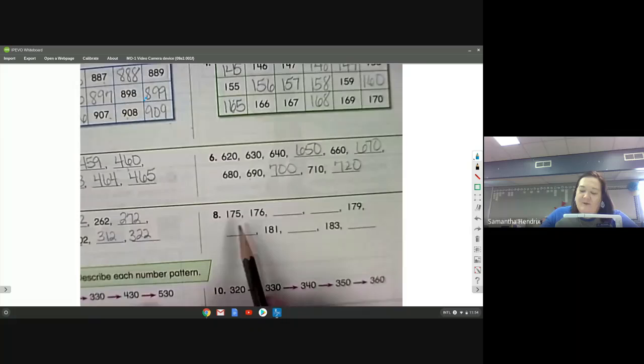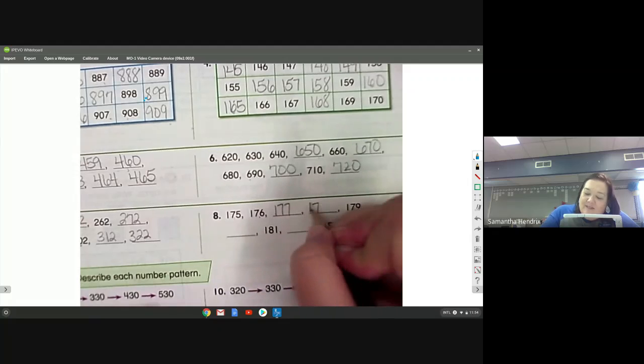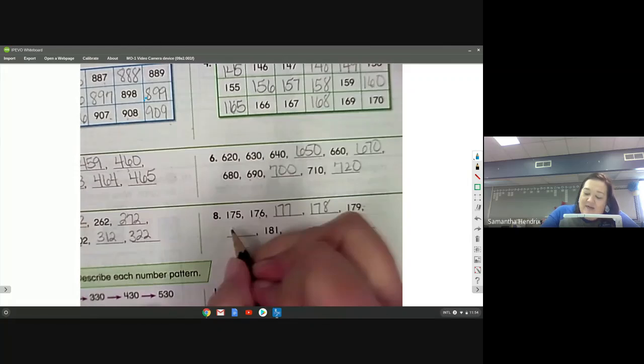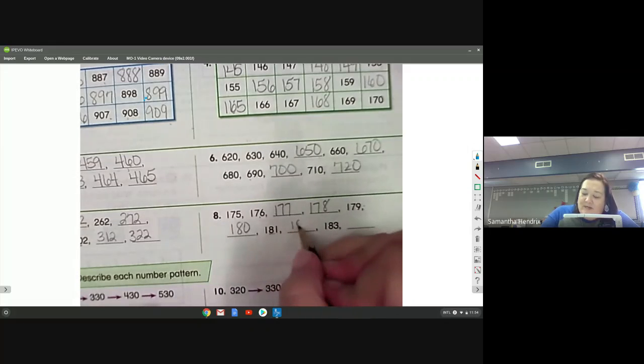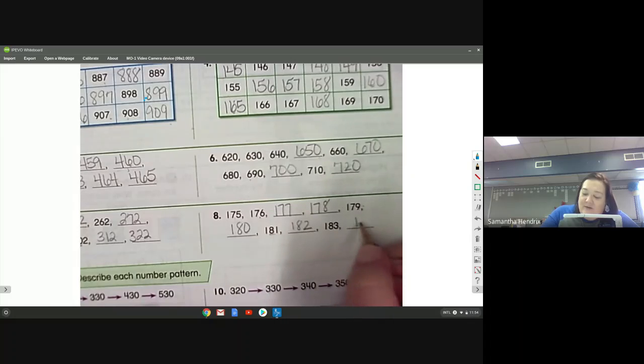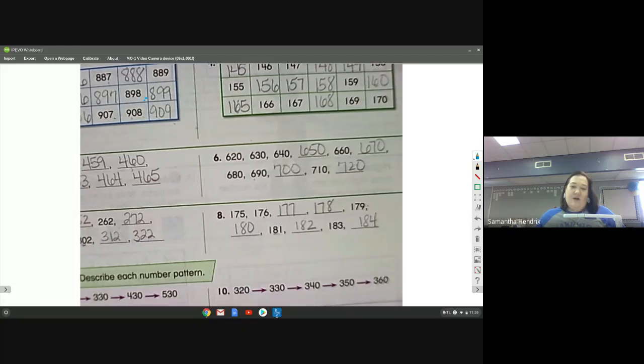So let's look at this one. 175, 176. Well, my ones increased by 1, so I'm just counting on. 177, 178, 179, 180, 181, 182, 183, 184. Good job.